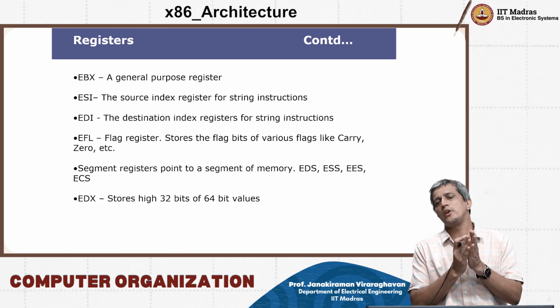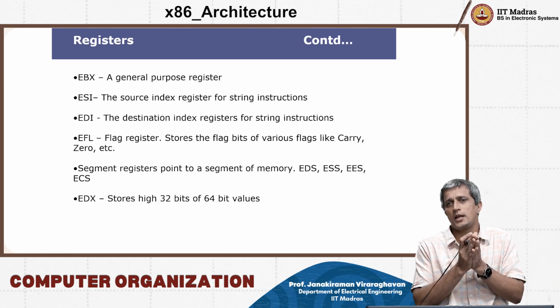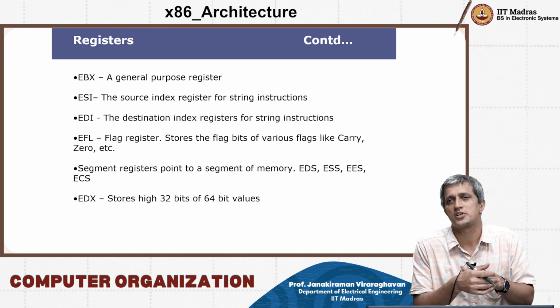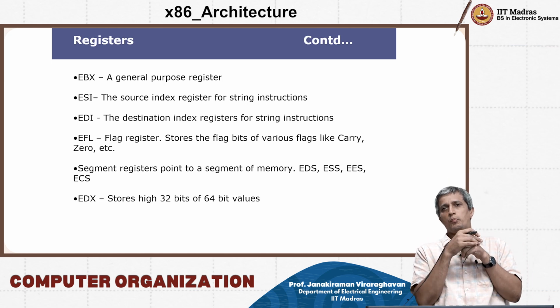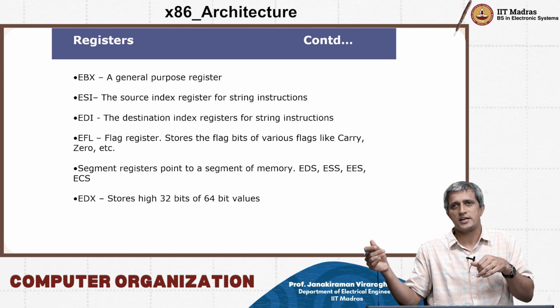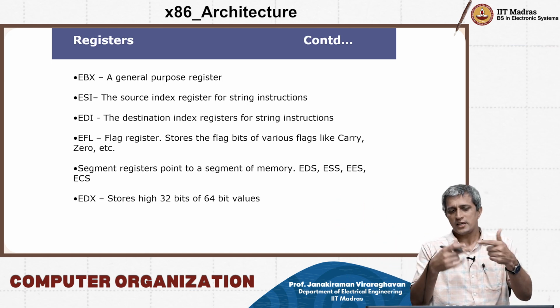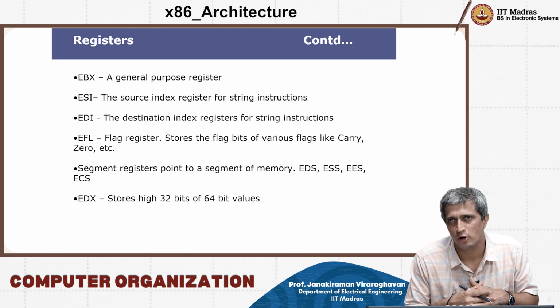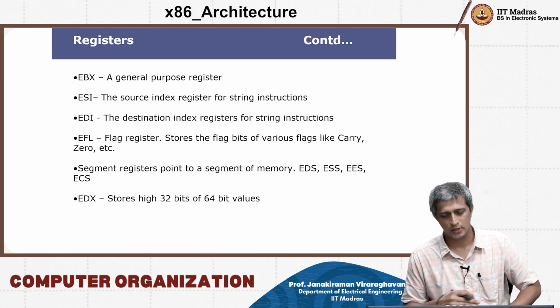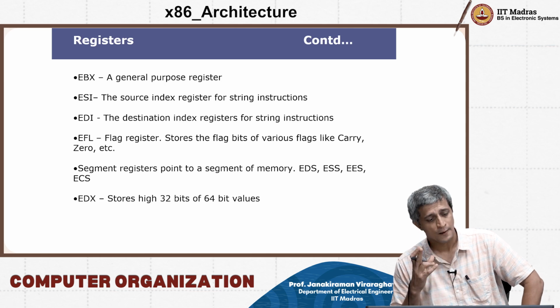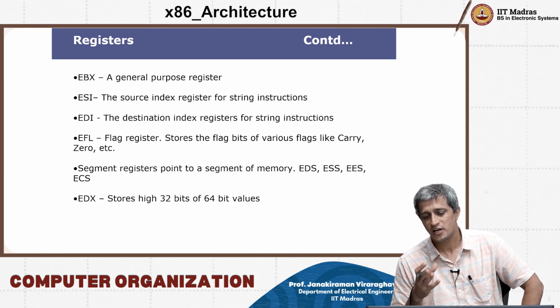So, for example, when you want to do a mem copy, you will see that these registers get used because you are going to point to a source index, destination index and say copy from here to there, right. So, these registers are implicitly used by the microprocessor to execute such instructions. EDI again is the destination index register for string instructions.